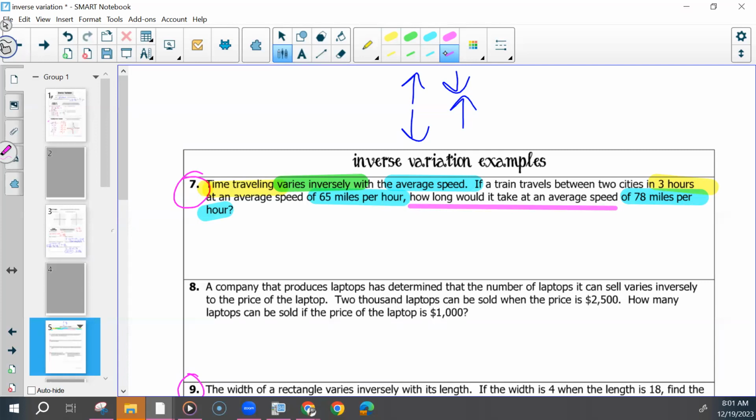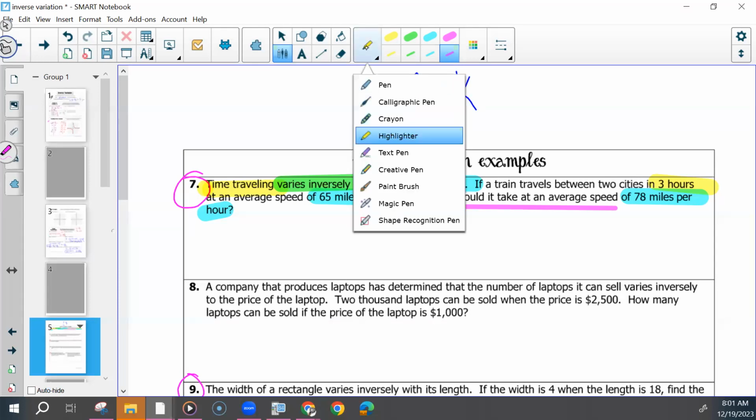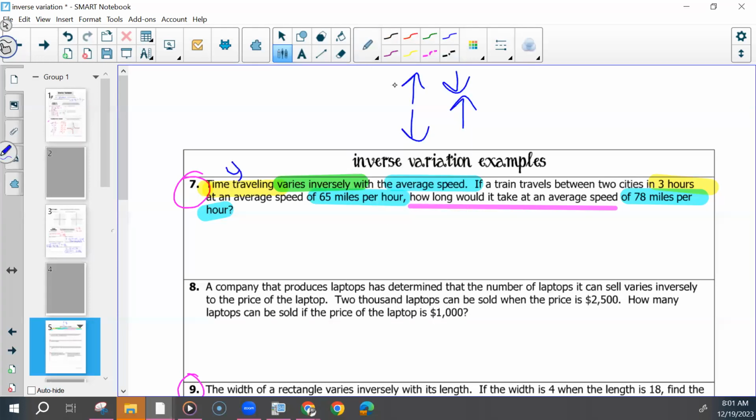So then, just like direct, whatever comes before the words varies inversely, inversely proportional, that's still your y, so that has not changed. Whatever comes after is still x, again, that has not changed. So every time you see something about time, that is y. Everything with average speed is x. So are we solving for y or for x? How long? For y.